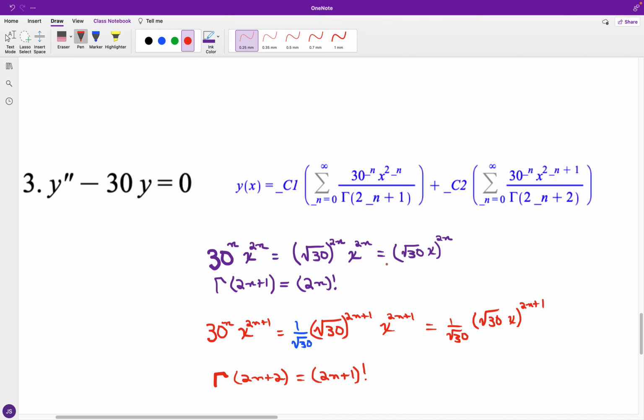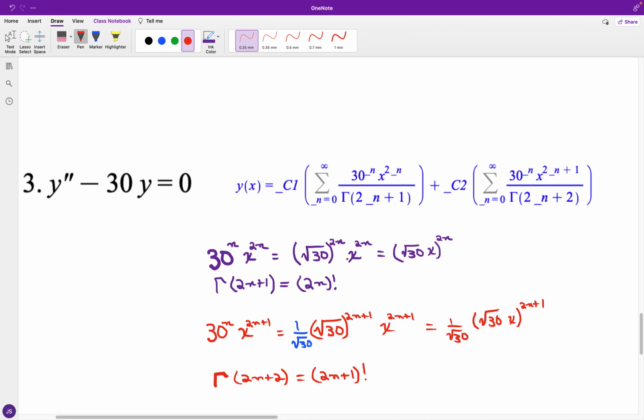So in consolidating, we have the square root of 30 times x, quantity to the 2nth degree. Gamma of 2n plus 1, again, that is going to be the factorial of 2n. Now, expressing the numerator in the second summation in terms of the 2n plus 1 degree, well, for 30 to the n, you still have the square root of 30 to the 2nth power, but if I express the square root of 30 in terms of the 2n plus 1 degree, that means I'm going to have to do a little bit of a sacrifice.